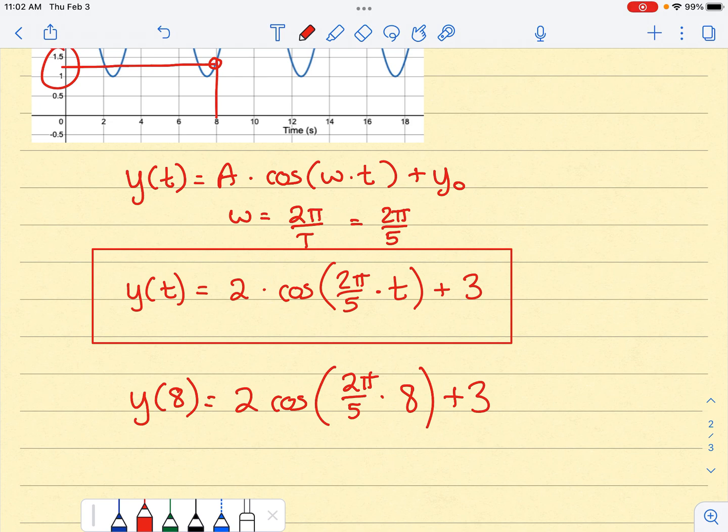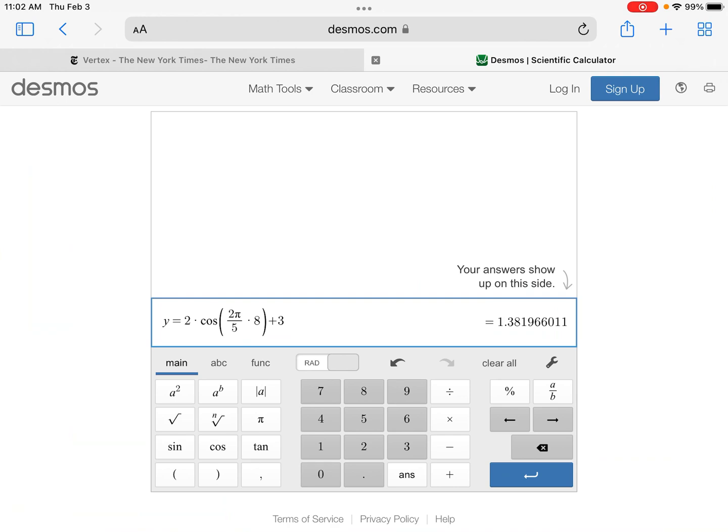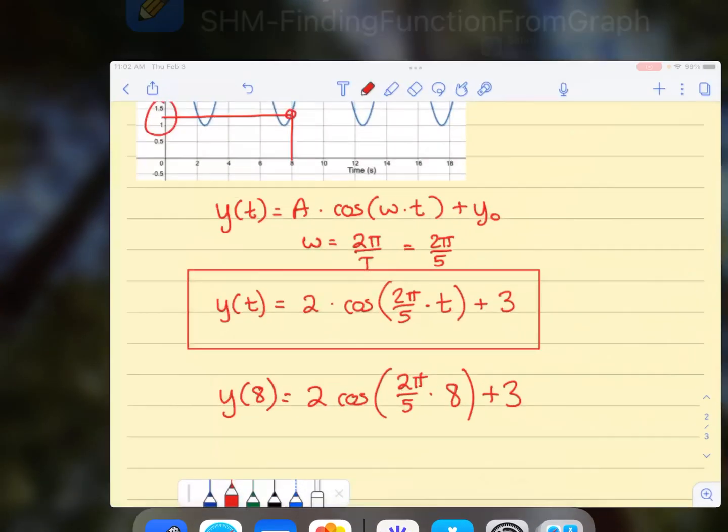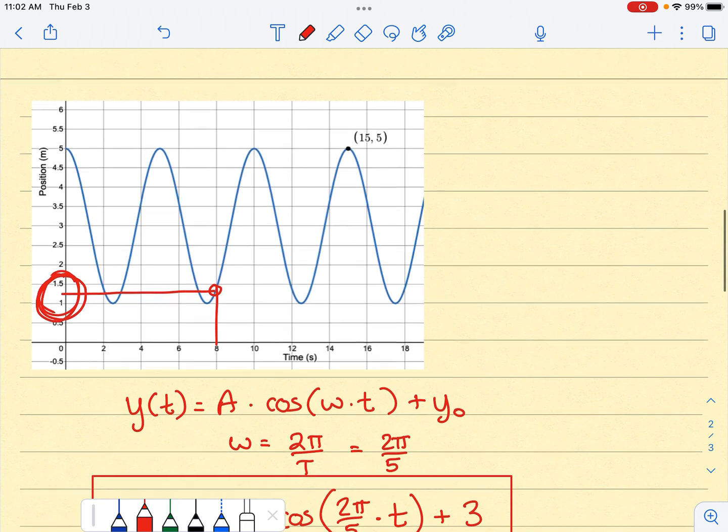You can evaluate this in your calculator, or you can simply graph it on your graphing calculator and go to where t equals 8, and you can find the value of the function at 8. For me, I plugged that into my Desmos calculator, and I get 1.38. So you can see here I got 1.38. That agrees with my answer up here, because I thought it was somewhere between 1 and 1.5. So it's 1.38.